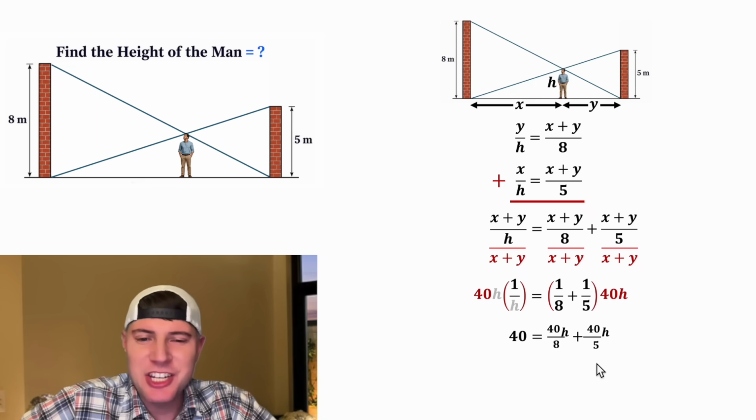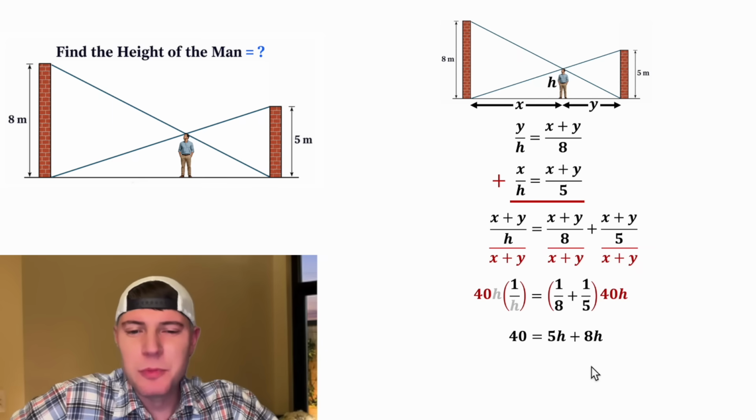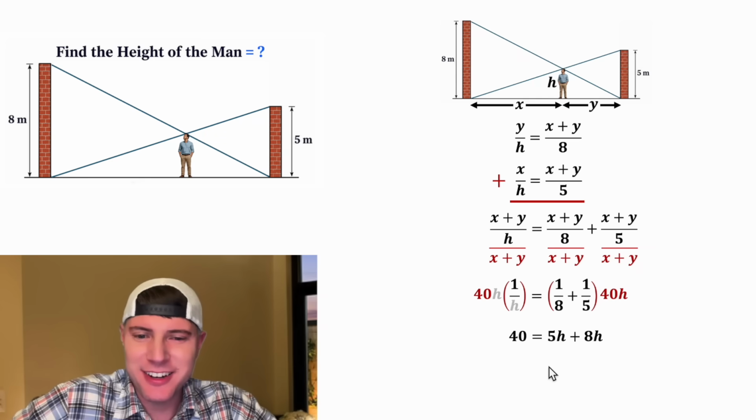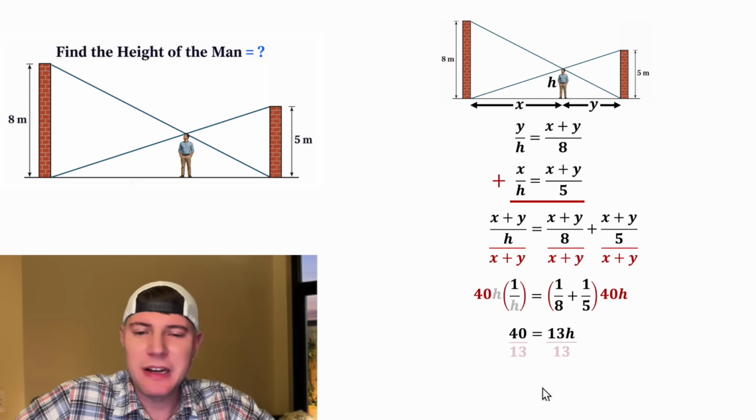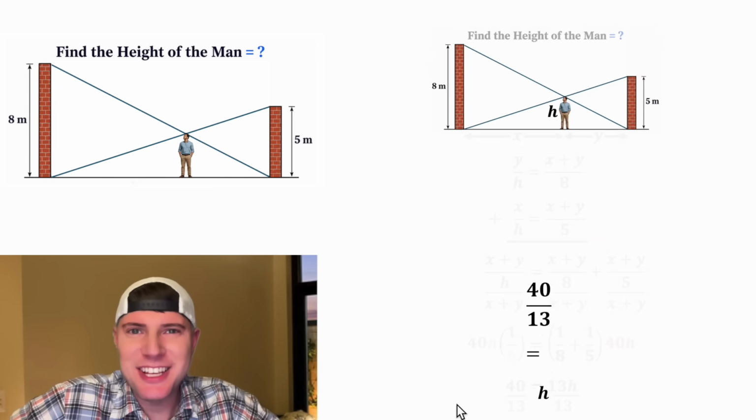We can bring these h's down here, and 40 divided by 8 is equal to 5, and 40 divided by 5 is equal to 8. Let's add these together. 5h plus 8h is equal to 13h. Next, we can divide both sides by 13, and that gives us h is equal to 40 over 13. And that is the answer to our question.